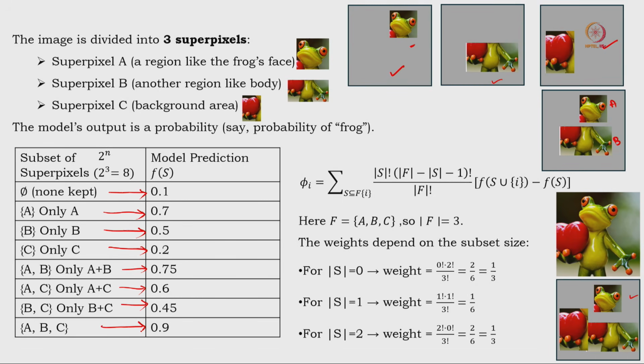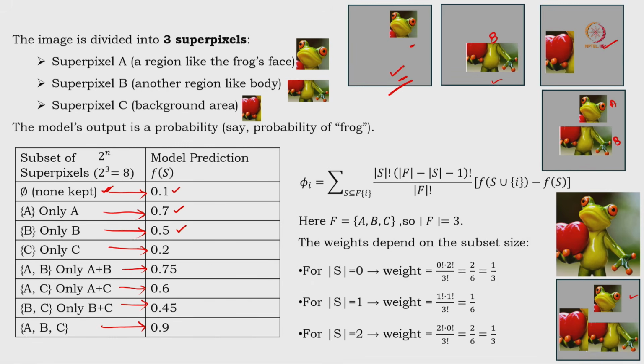So, the meaning of this is, when none of the superpixels are considered, the probability that it is predicting frog is just 0.1. These are just random values placed for understanding purposes. When only superpixel A is kept, and we pass this image into the CNN, the model predicts that the probability that it is a frog is 0.7. The probability that it is a frog is 0.5 when only superpixel B is kept.